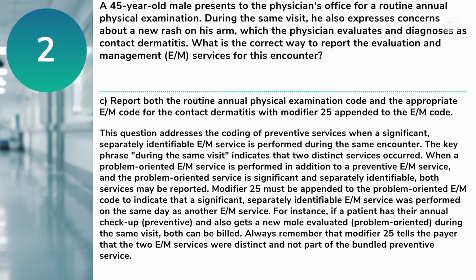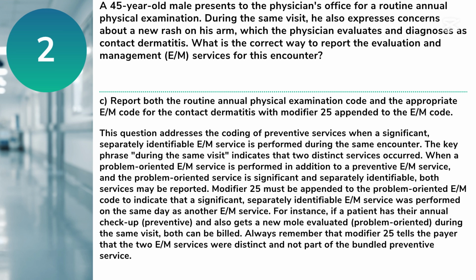When a problem-oriented E/M service is performed in addition to a preventive E/M service, and the problem-oriented service is significant and separately identifiable, both services may be reported. Modifier 25 must be appended to the problem-oriented E/M code to indicate that a significant, separately identifiable E/M service was performed on the same day as another E/M service.